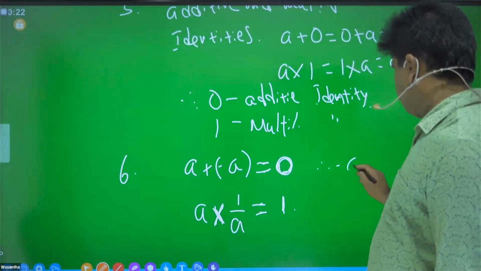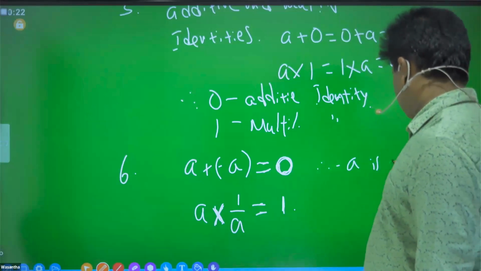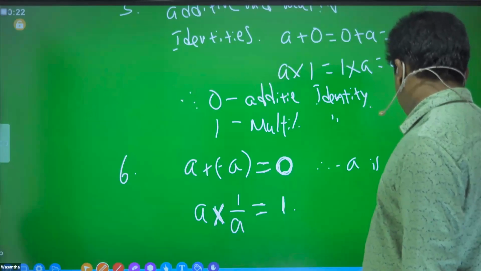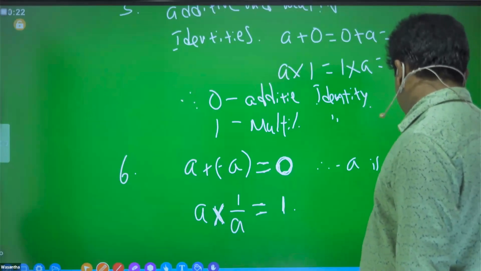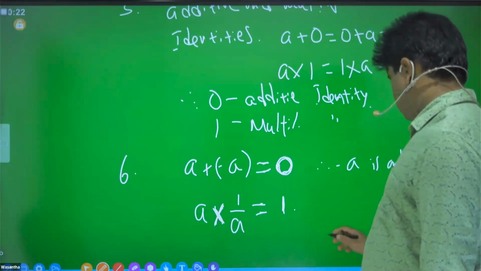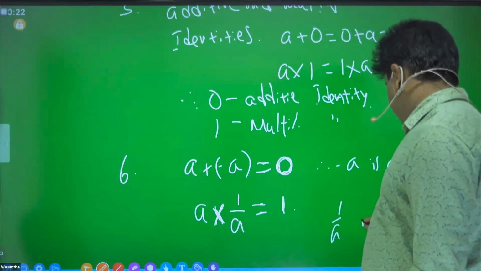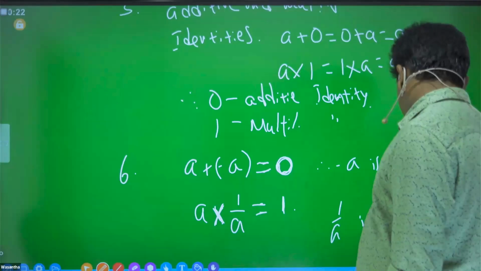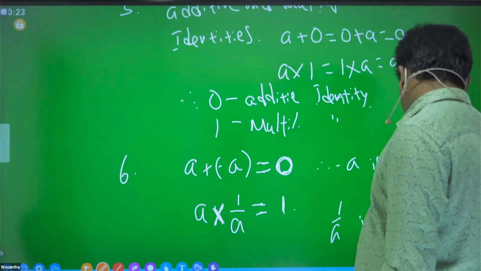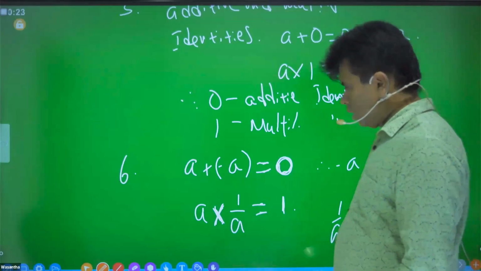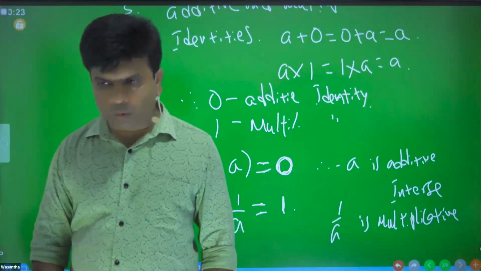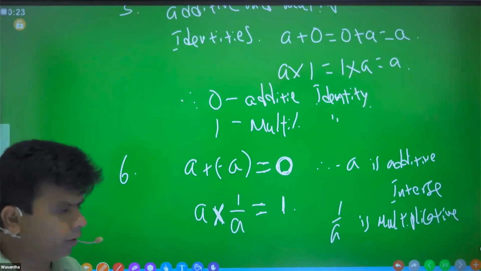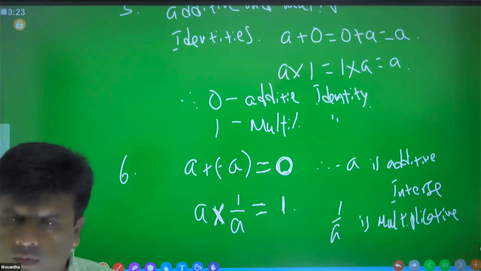Therefore, minus A is additive inverse. Okay. So 1 over A is multiplicative inverse. Minus A is additive inverse and 1 over A is multiplicative inverse.